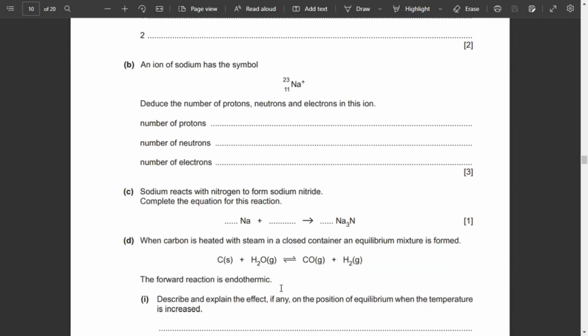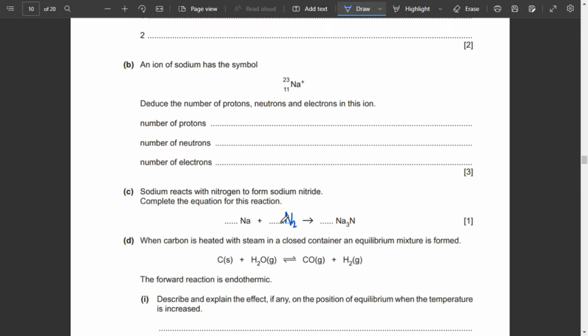Moving on to part C, sodium reacts with nitrogen to form sodium nitride. Complete the equation for this reaction. Sodium reacts with nitrogen to form, so we are first of all going to write nitrogen over here, because that is what sodium is basically reacting with. So this is our nitrogen with us. I have left some space so that in case in balancing we require to write any number over here.